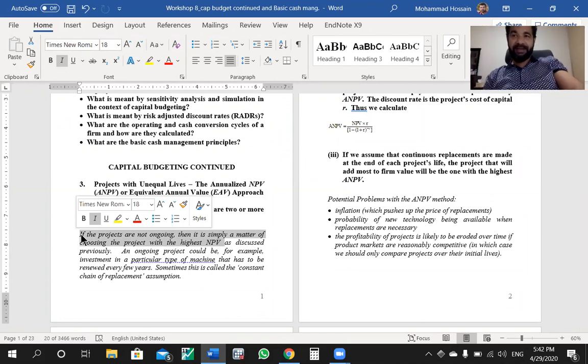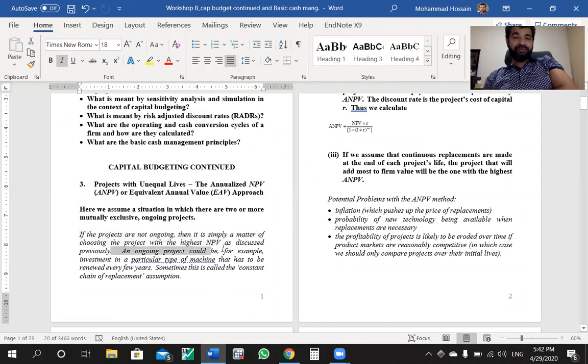An ongoing project could be, for example, an investment in a particular type of machine that has to be renewed every few years. Sometimes this is called the constant chain of replacement assumption. So an ongoing project means you keep on going. Every year you have to renew or replace the machine, something like this. But not all projects are ongoing.